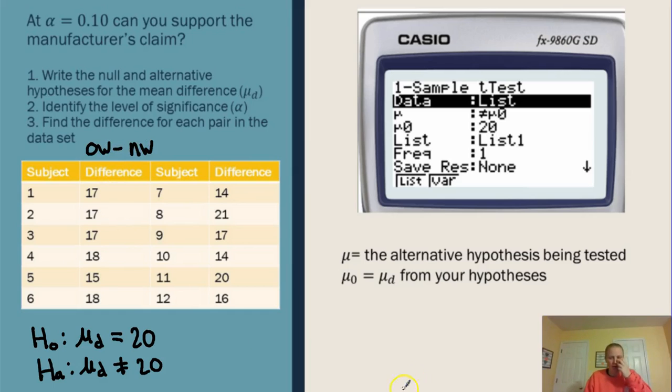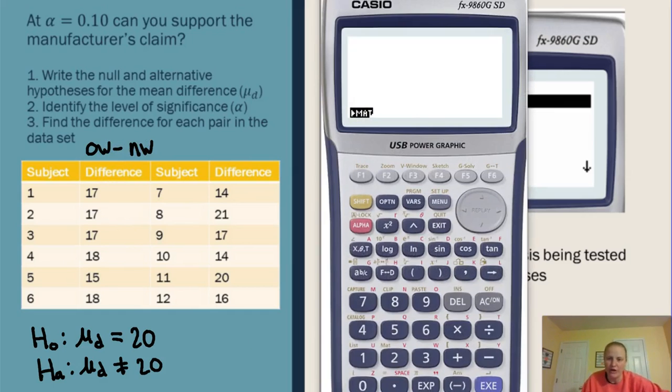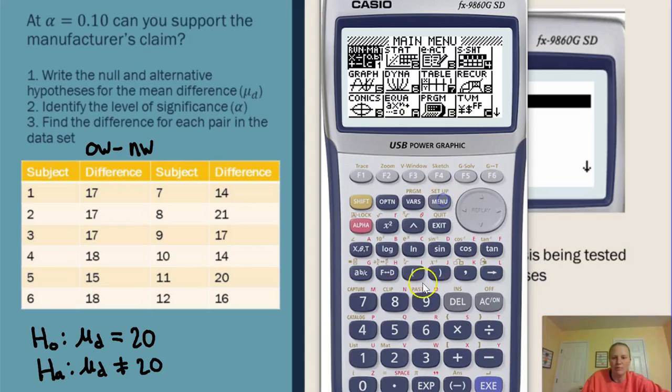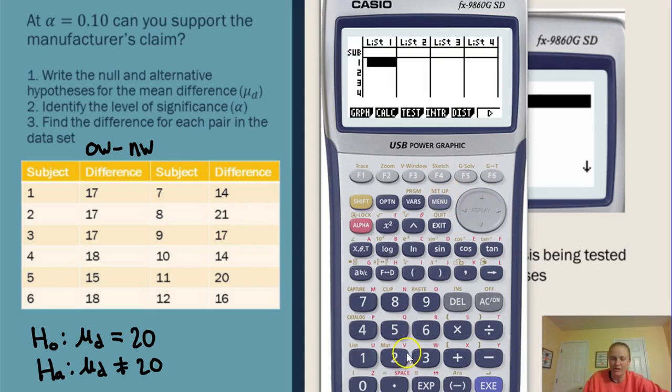And so what we're going to do is go in our calculator and press menu and stat just like we've been doing. And then we're going to enter those differences into list 1. Each of these differences for all 12 subjects that took this diet pill, I am going to type in how much weight each of them lost. So hopefully you should have your calculator out and be doing this with me as well. Okay, so there's my 12 subjects.